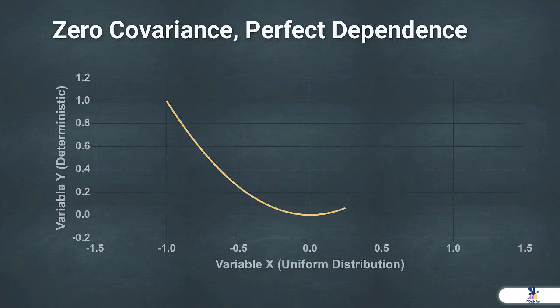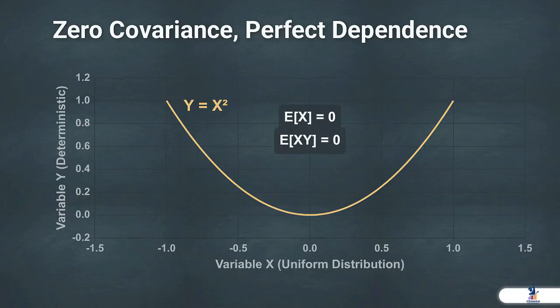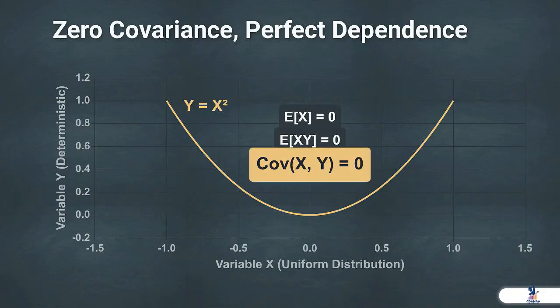Consider a scenario with a variable, x, defined by a uniform distribution between -1 and +1. We define a second variable, y, exactly and deterministically as x squared. Because the uniform distribution is symmetric around 0, x's expected value is 0. The expected value of xy also integrates to 0. Subtracting these leaves a perfect covariance of exactly 0.